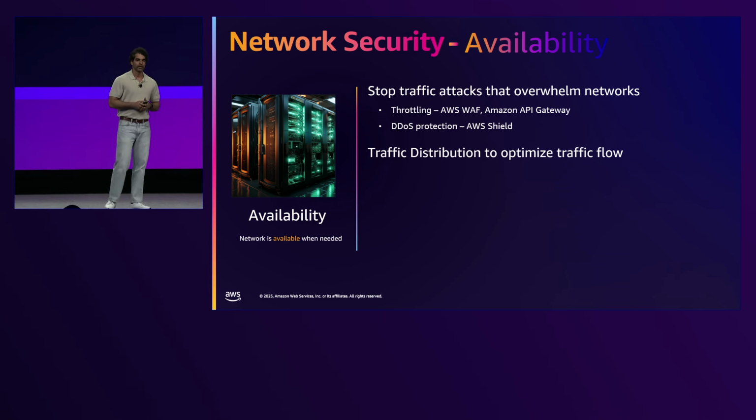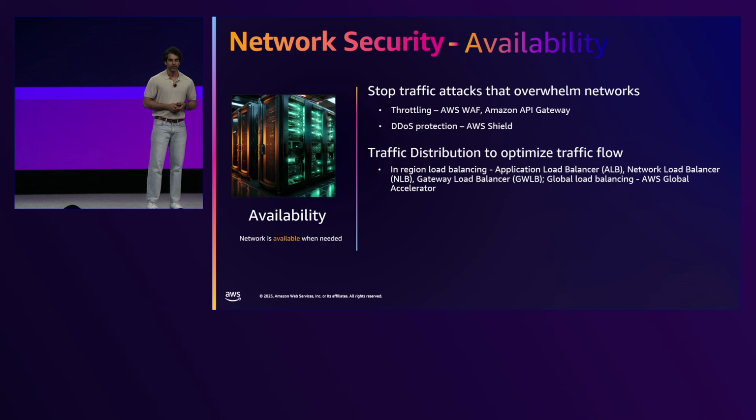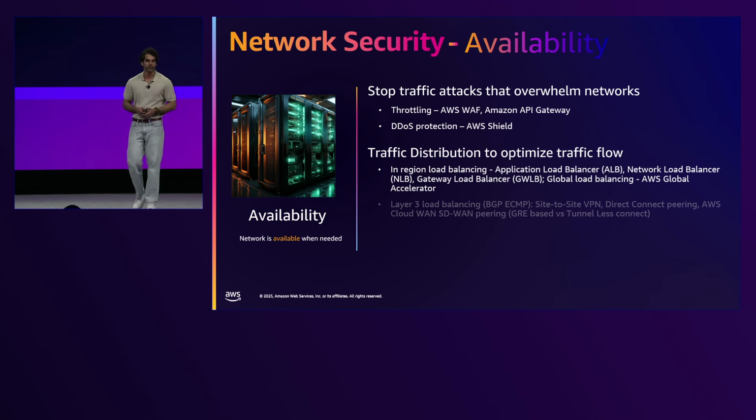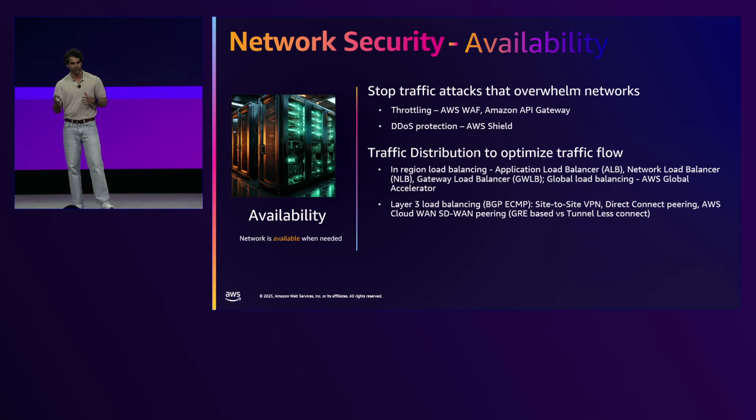Now, it's also important that we take genuine traffic and optimally distribute it. That's where load balancing kicks in. Now, in-region load balancing, we have application load balancer, network load balancer, gateway load balancer. For global load balancing, we also have AWS Global Accelerator, which can distribute traffic across regions. Now, when we take a step back and go into the network layer, we also have BGP ECMP, which can optimally distribute traffic across site-to-site VPN, AWS Direct Connect. We also have GRE-based tunnels where you can load balance when you're setting up SD-WAN peering.